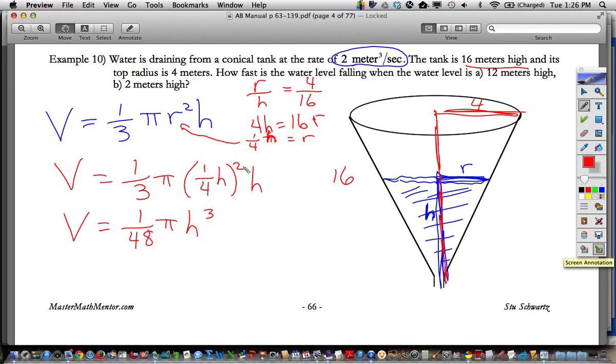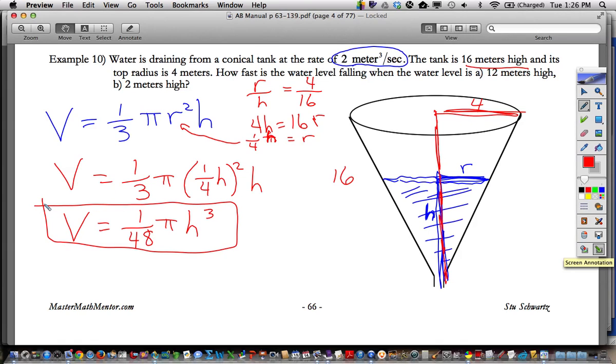You wouldn't want to leave it H squared times H, because then you've got to do a product rule again. I mean, it's silly, but I've seen people do it over and over. They do all the work and substitute, and then they leave it like this and try to do the derivative. Don't do that. Get it down to one variable. So H cubed. So here's where you're at. Now you're ready to go.